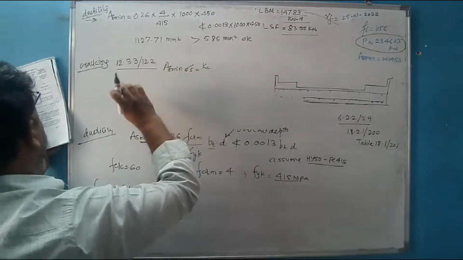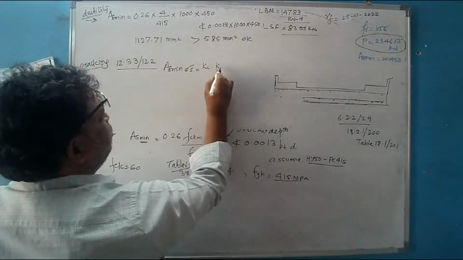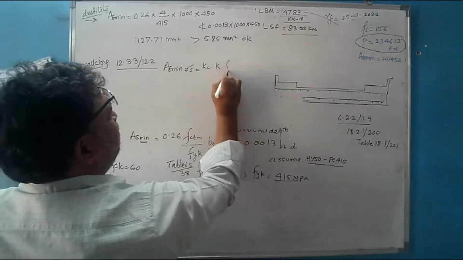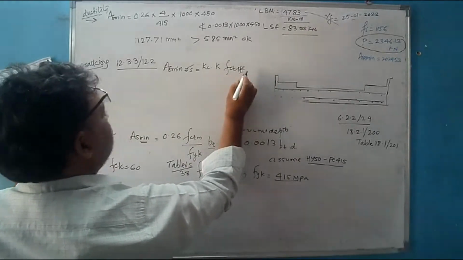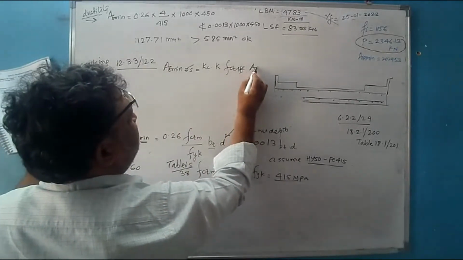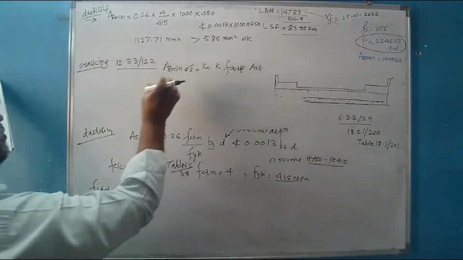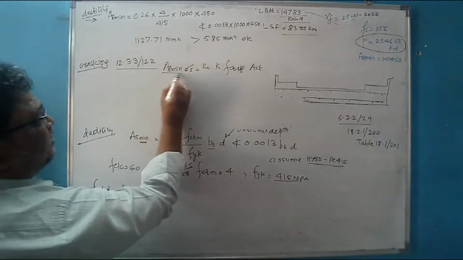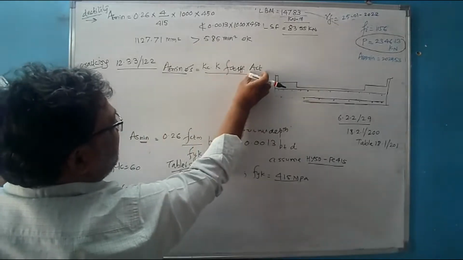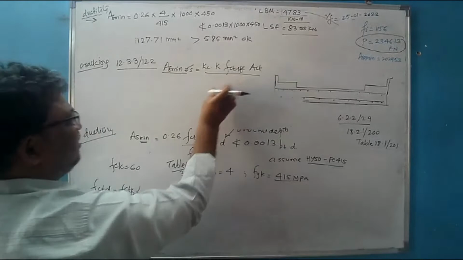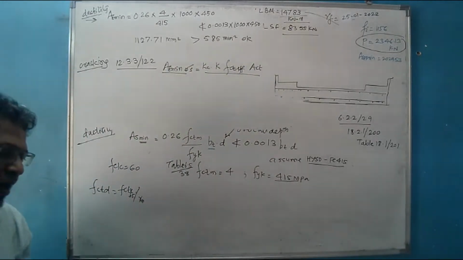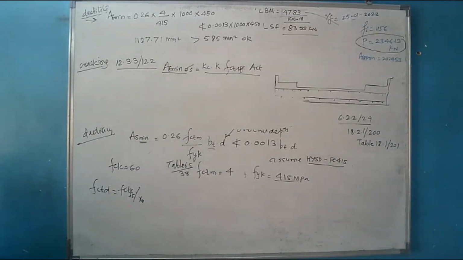Here tension is equal to compression that we are doing, into k, into fct,eff, into Act. This is for the minimum area of steel. See, this is nothing but the tensile force. The stress multiplied by area is the compressive force. So we are equating the compression with the tension when it is cracking, when it is at the verge of cracking. That time we are equating the tension with the compression as the above part of that clause says.